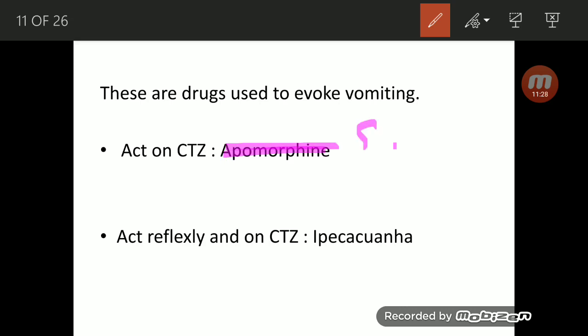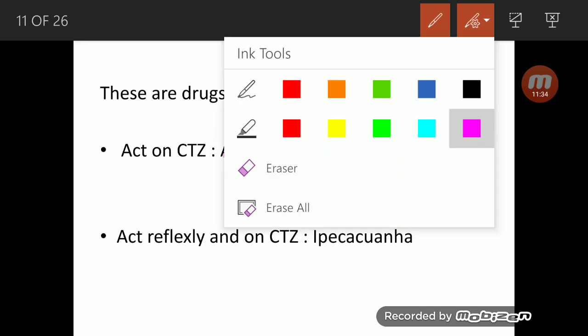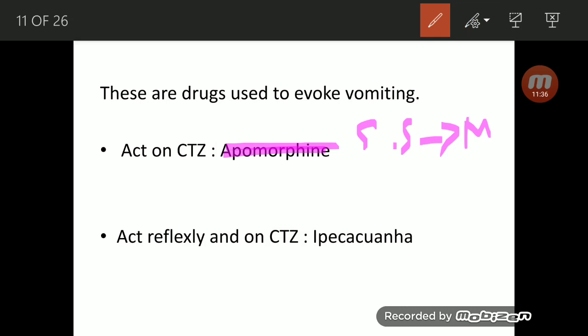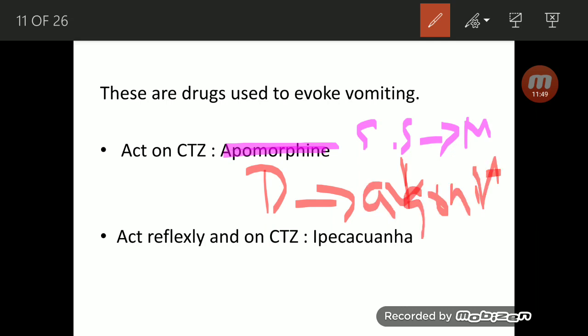Apomorphine is a semi-synthetic derivative of morphine. Okay, so what is apomorphine? And where does it act? It acts on your dopamine receptors. This is a dopaminergic agonist. So it goes and acts on your dopamine receptor.